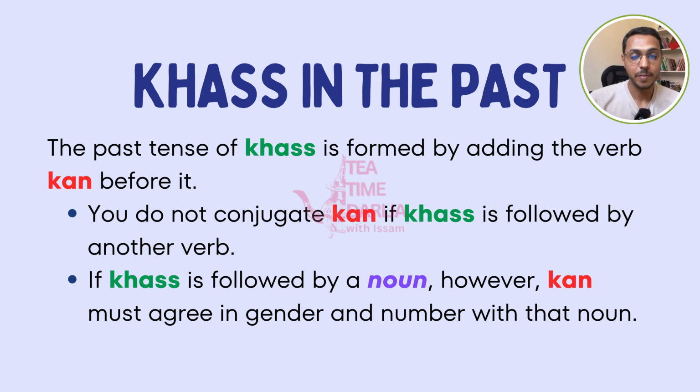Now let's say خاص in the past, like if you want to say I needed to do something or I had to do something. To express that, خاص is formed by adding the verb can, which is verb to be, in the past tense, before خاص, okay? But you don't have to conjugate can if خاص is followed by another verb. If خاص is followed by a noun, however, can must agree in gender and number with that noun. And about this one, we have a remark that I'm going to tell you at the end, okay?